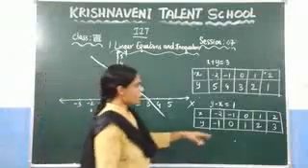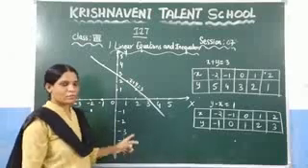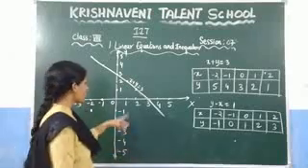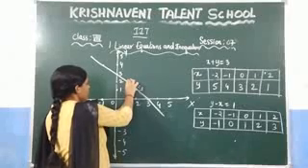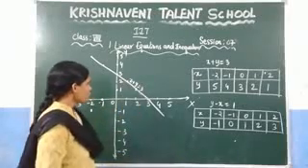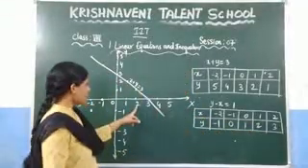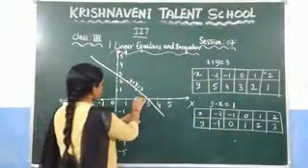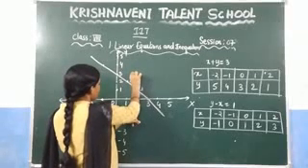Now let us take here 1, 2. 1 on the x-axis, 2 on the y-axis. This is the point. Now see the next one, 2, 3. 2 on the x-axis, 3 on the y-axis. This is 2 and this is 3. You will get the intersection points somewhere here.